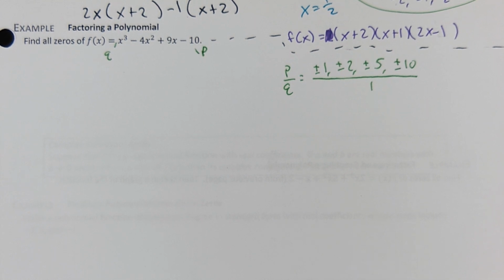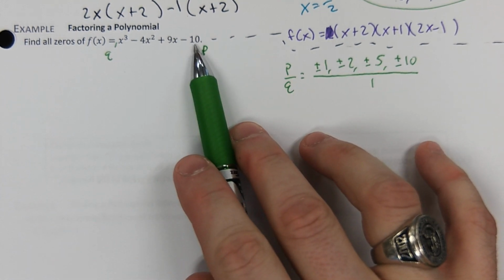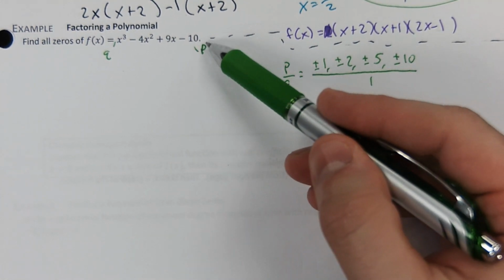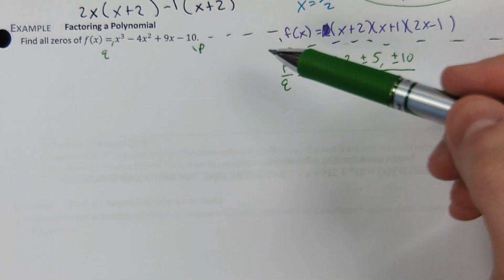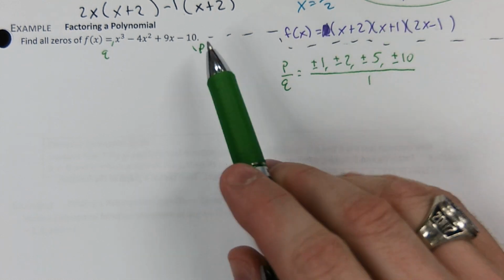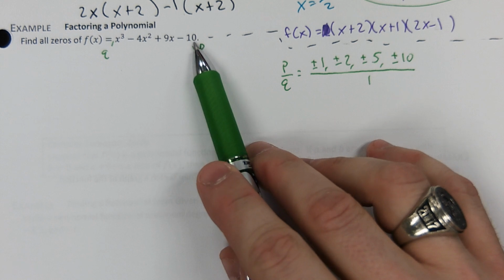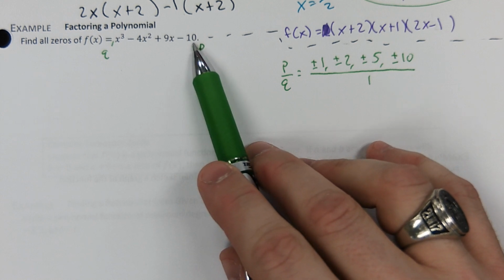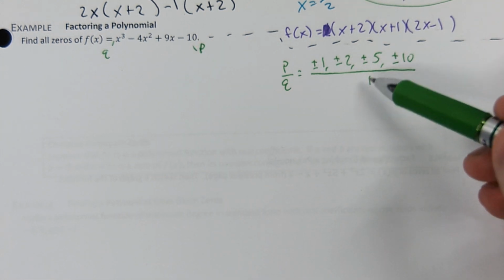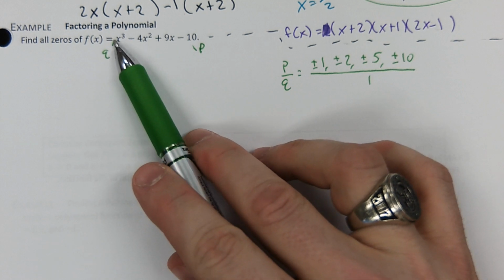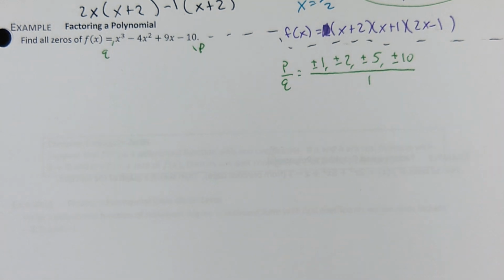Yes, Max? The 1, 2, and the 5 are all the factors of 10. See? P, P. So these numbers up here are all of the numbers you can divide this by, positive and negative. And the numbers down here are all the numbers that you can divide this by. But there's only a 1 there, so 1 is the only thing that goes.